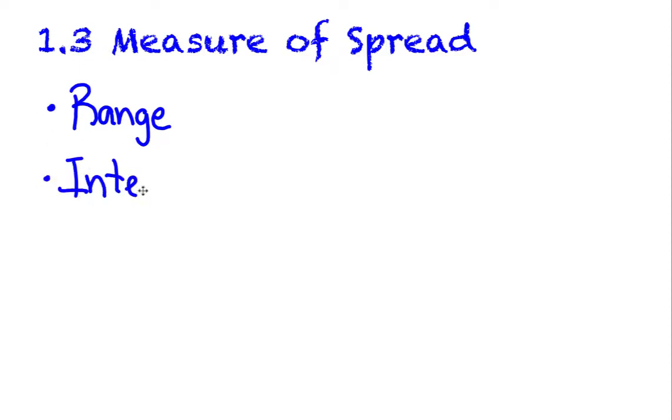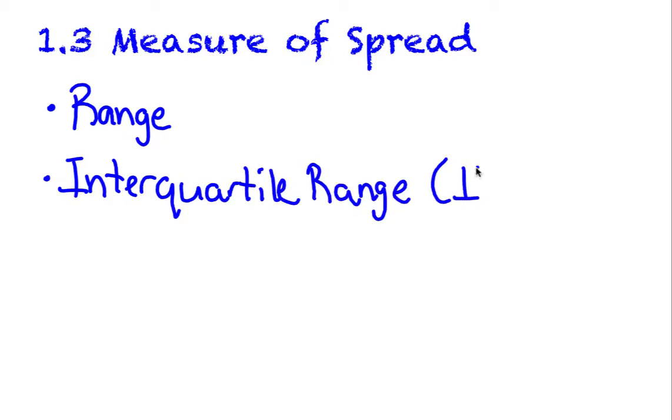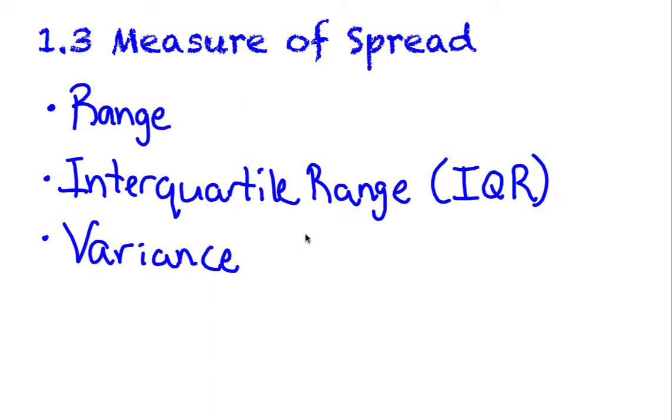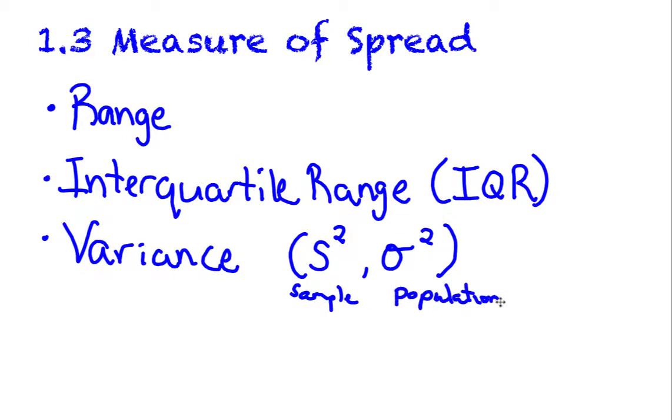Next one is something called the interquartile range. This measures the middle 50% of your data, and that is quartile 3 minus quartile 1. Next we have variance. If I'm looking at the variance of a sample, I will use the symbol S squared. If I'm looking at the variance of a population, we'll use sigma squared. We'll start with using the sample definition, and then we'll get to some population data later on in the year.